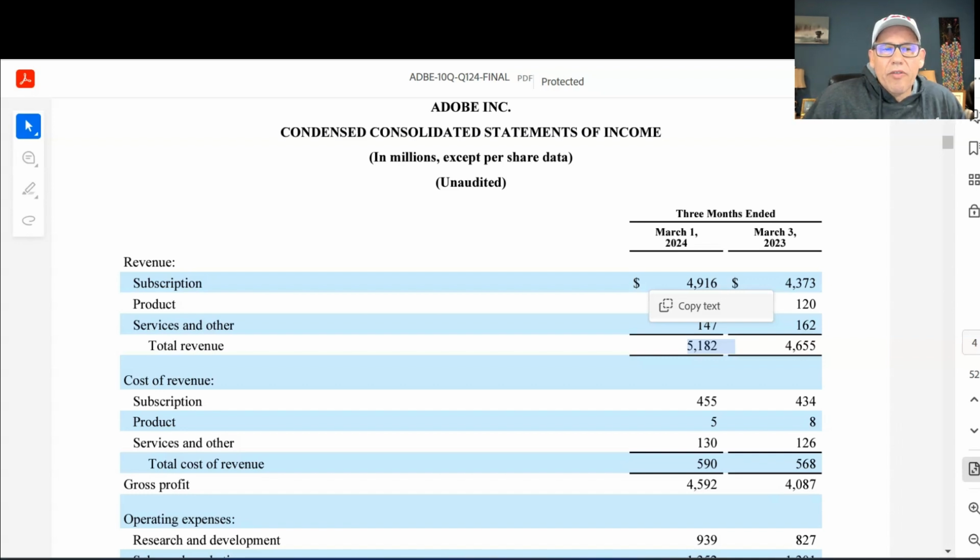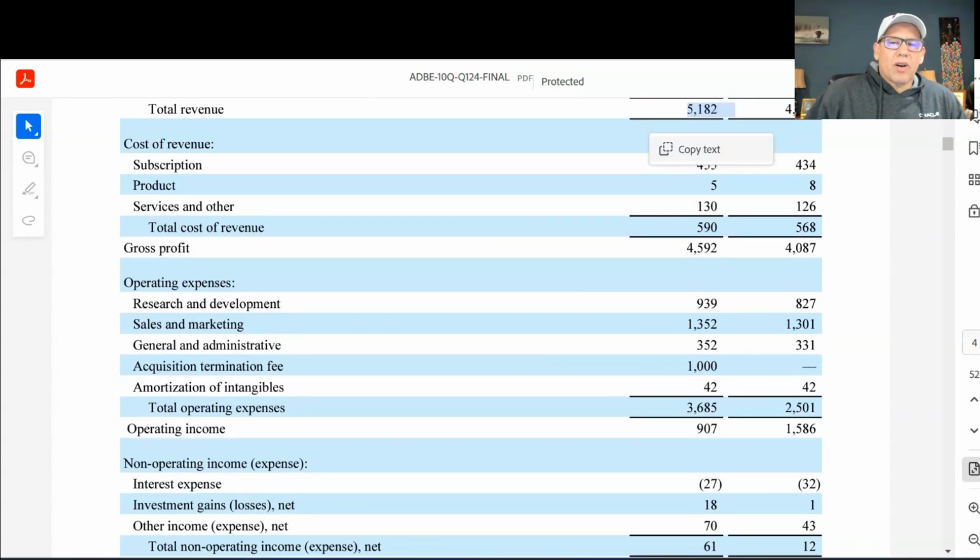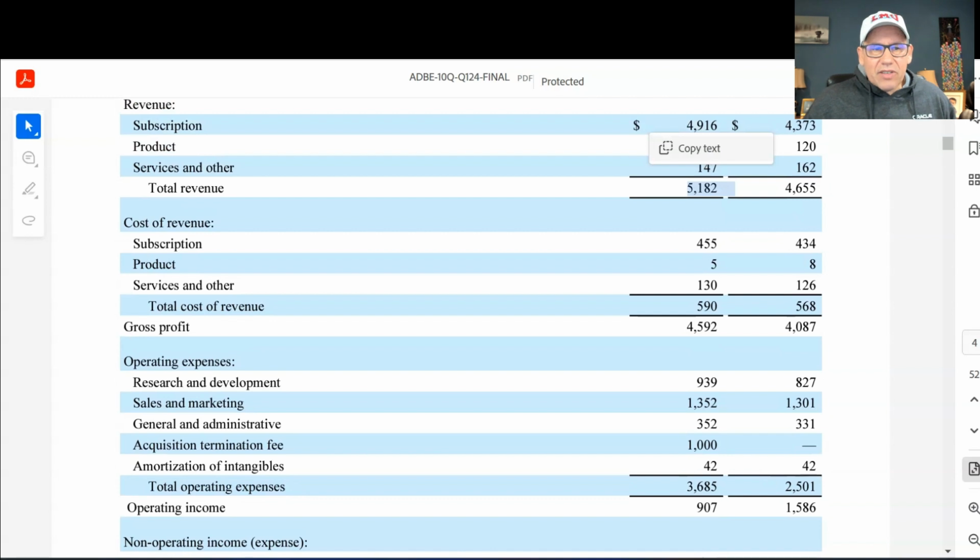When we get away from revenue, now we're going to look at cost. And for Adobe, this is a software company. They're not manufacturing anything. They don't need factories and so forth. So their cost is actually really low, which is very attractive. That's why software companies are so valuable. The total cost of revenue is just $590 million, but their revenue is 5.1 billion. So their gross profit is 4.5 billion. That's a great gross profit. I believe it's about 88%.